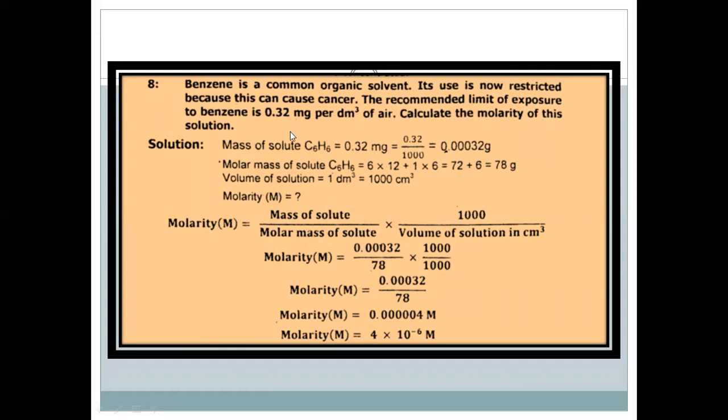We have to find the molarity. First convert milligrams into grams by dividing by 1000. Then convert the volume, which is in decimeter cube, into centimeter cube. Find the molar mass, and write the molarity formula by putting in the values. We will get the molarity 4 into 10 raised to power 6 molar, or you can also write it in this form. Both are correct.